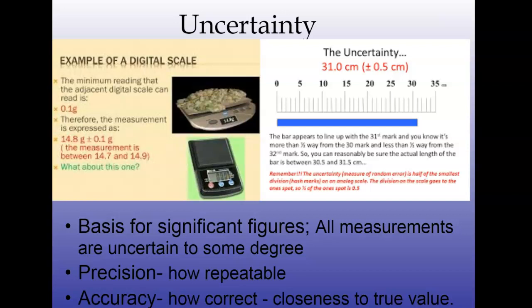So if we have a digital mass scale like this, then we are going to take the minimum reading that the scale can read. You'll notice that the top picture can read to the tenth place, so 0.1 grams. The measurement for the top scale can be written as 14.8 grams plus or minus 0.1 gram, and the plus or minus 0.1 gram is the uncertainty. What is that saying? That's saying that we can be sure of this measurement between 14.7 grams and 14.9 grams.